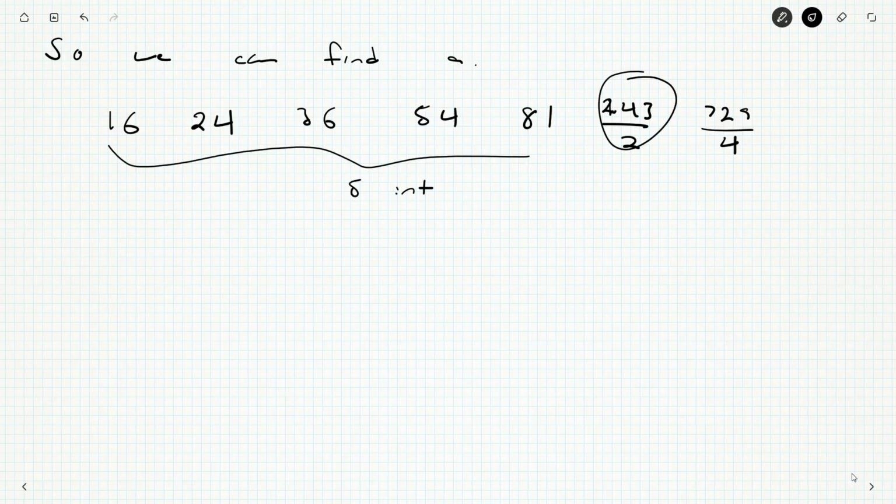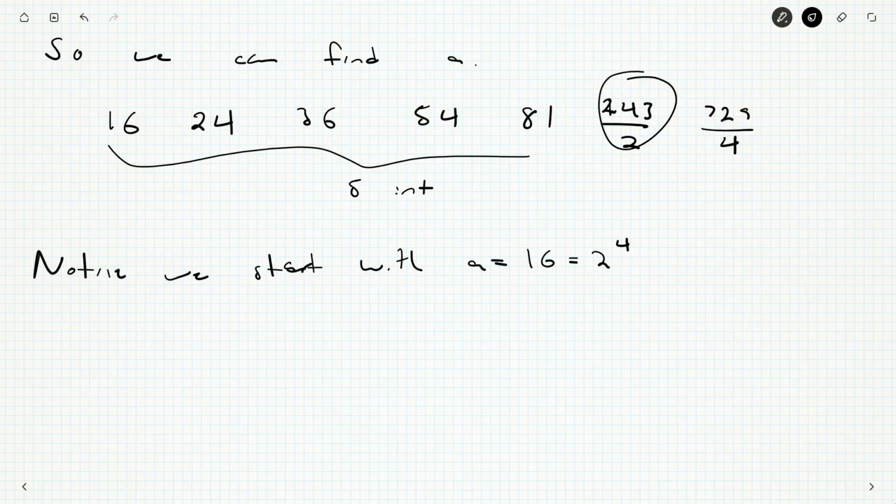Now, it's a written question, so how do we argue this? Okay, because I think there's just these first 5 that are integers. So notice we start with a equals 16, and that's 2 to the 4. Now I'm focusing on powers of 2 because each time we multiply by r, we lose a power of 2 and we gain a power of 3. And eventually, when we hit 81, we just have powers of 3, no more powers of 2 anymore.